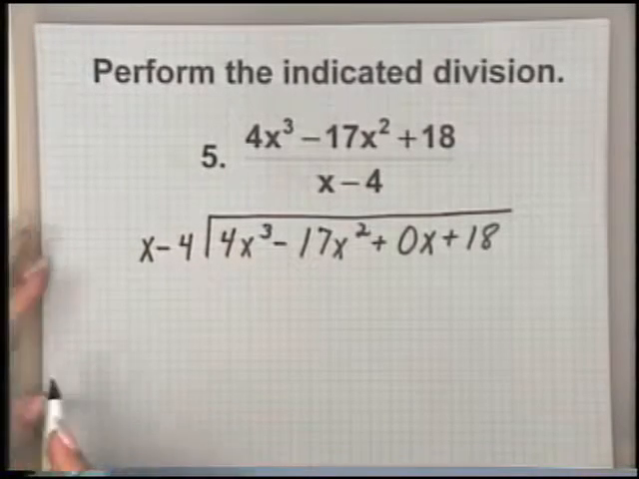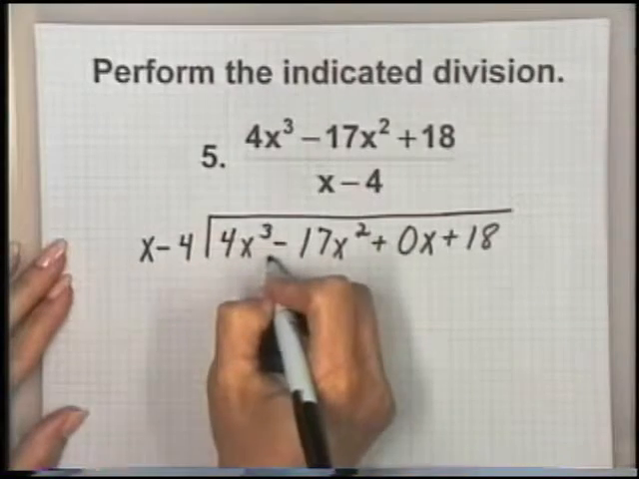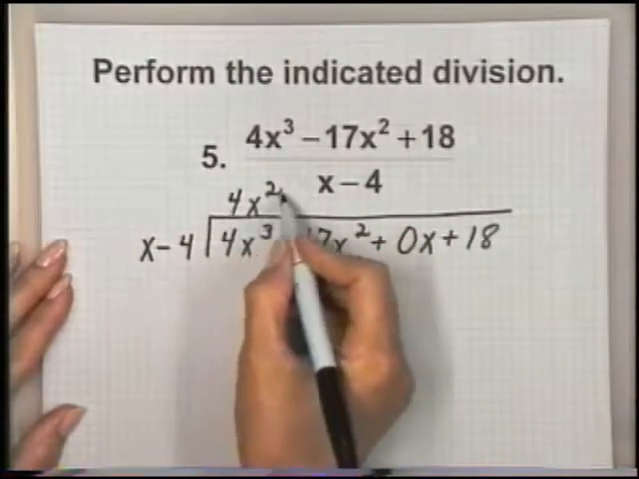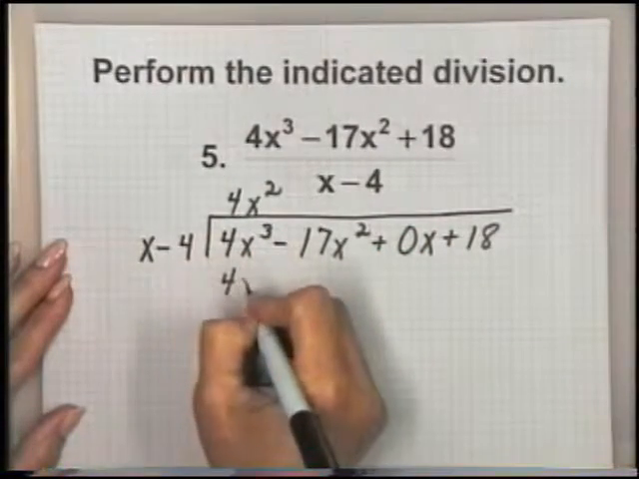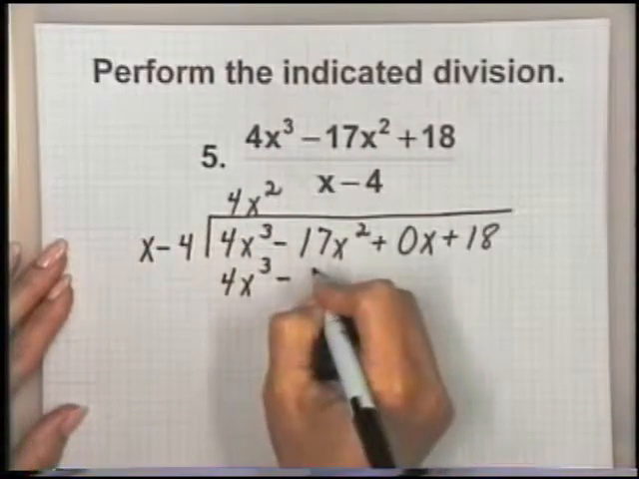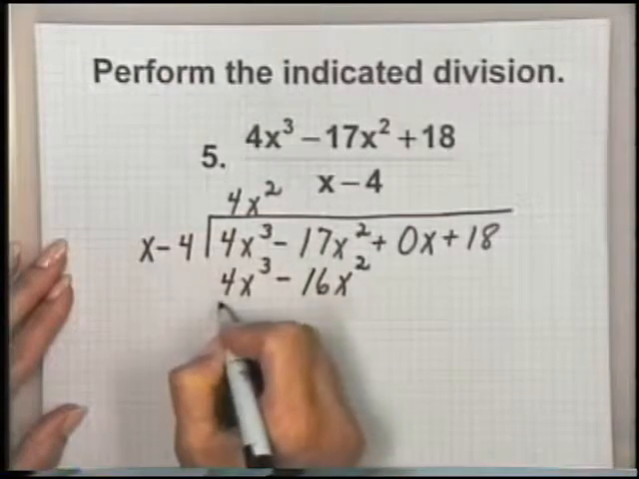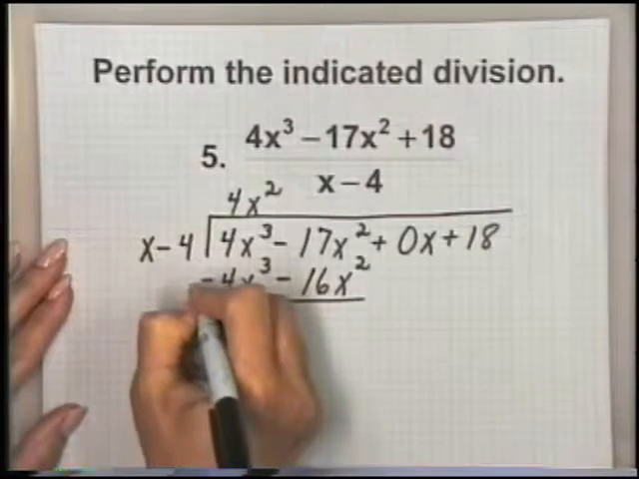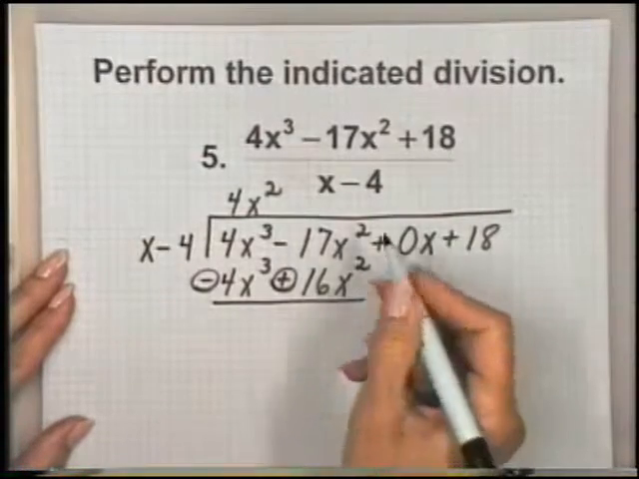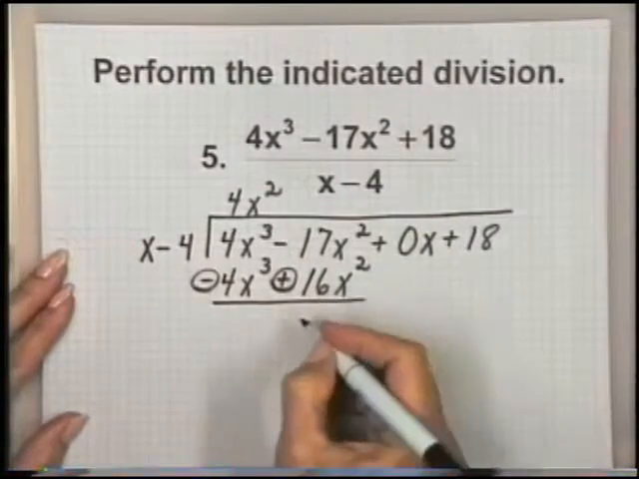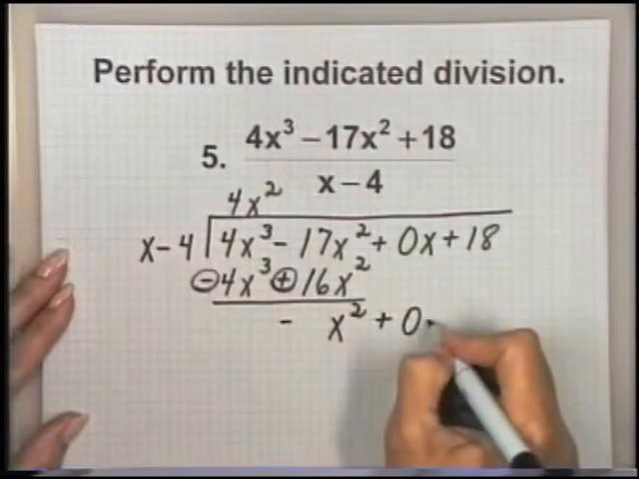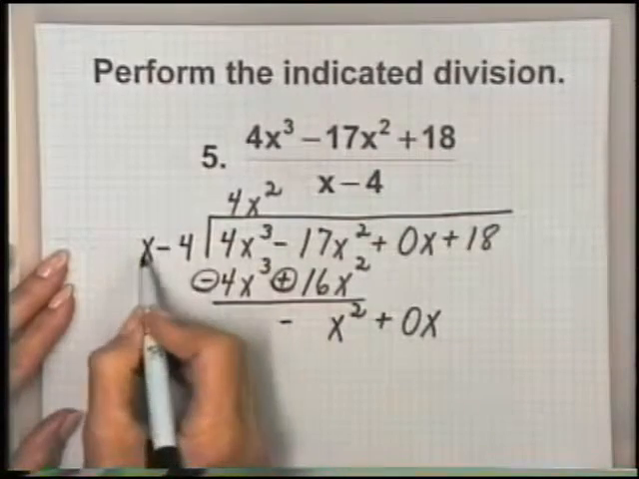Now, let's divide following our 4 steps. We first divide x into 4x cubed. We get 4x squared. We then multiply. 4x squared times x gives 4x cubed. 4x squared times minus 4 would give us a minus 16x squared. We subtract, change those signs. 4x cubed subtract 4x cubed is 0x cubed. Minus 17x squared plus 16x squared would be minus 1x squared. And let's bring down our next term, 0x.